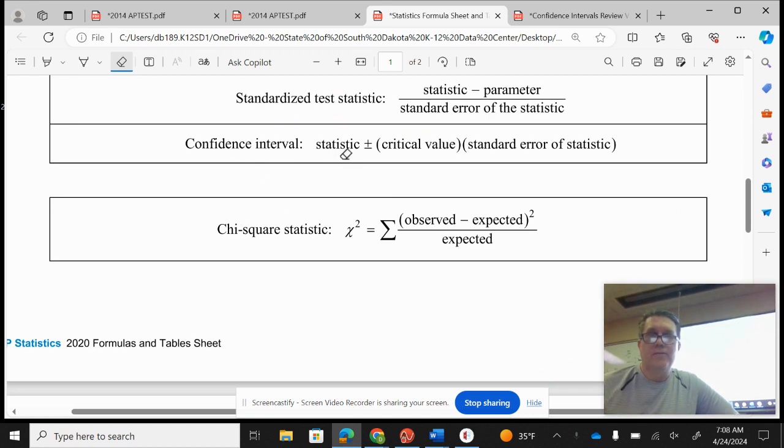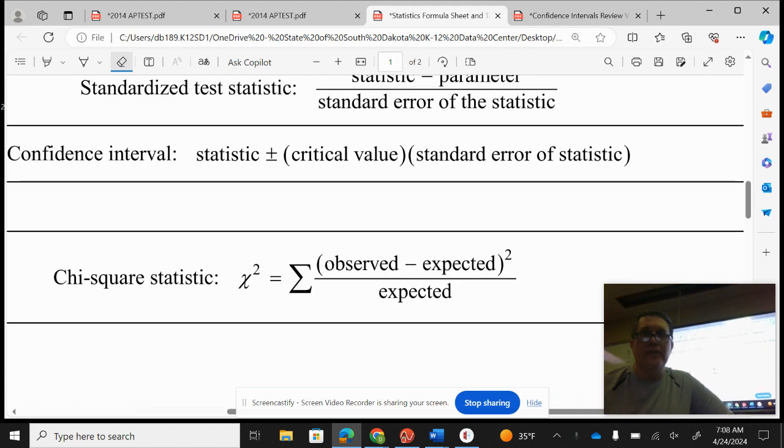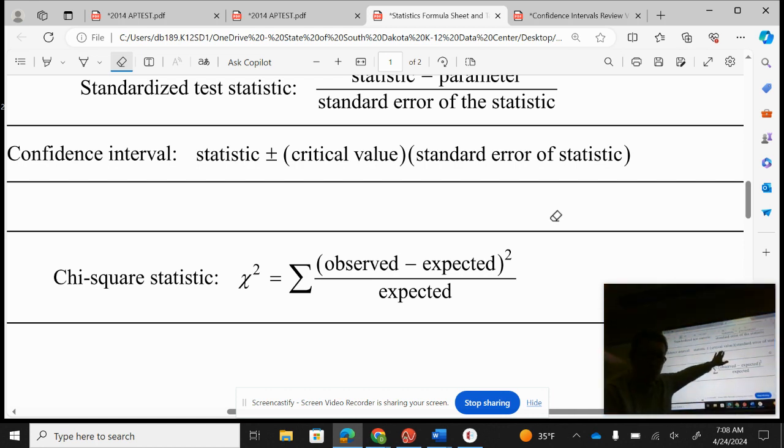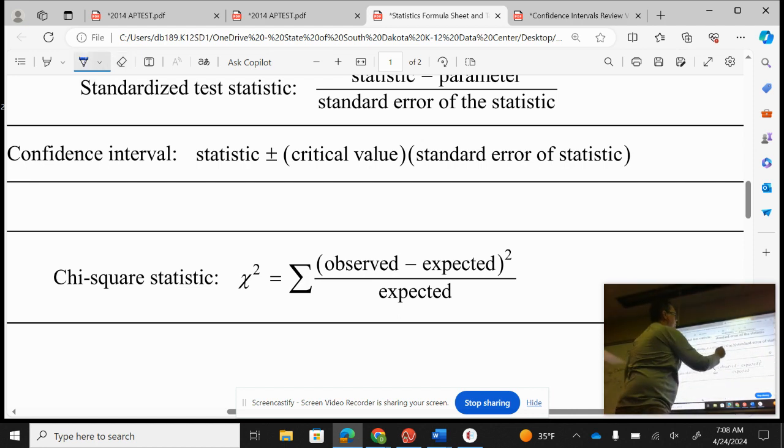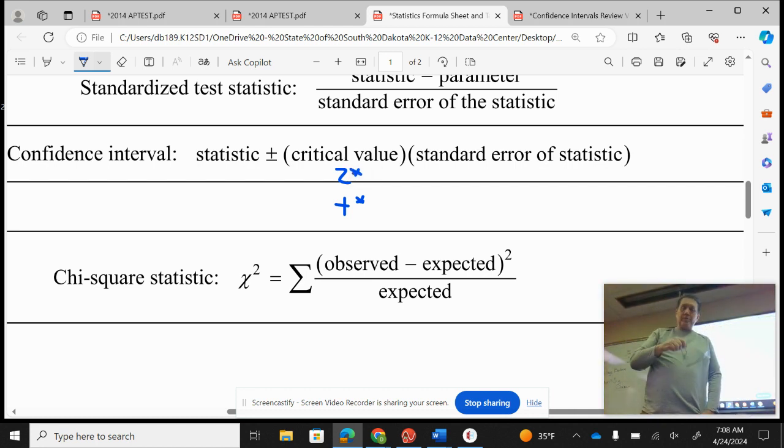So the confidence interval formula is the statistic plus or minus a critical value times the standard error of a statistic. Now, the critical value, that is always, in terms of our problems, it's either a Z star or a T star. Okay, so how do I know? Remember when we're dealing with proportions, proportions always use Z's. Means will always use T's.